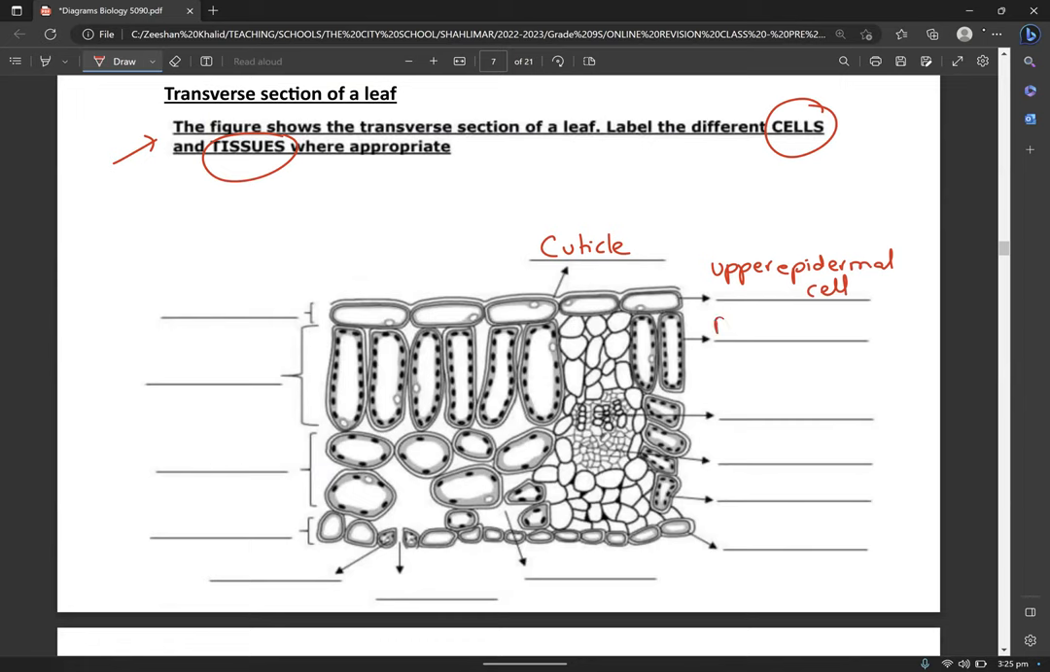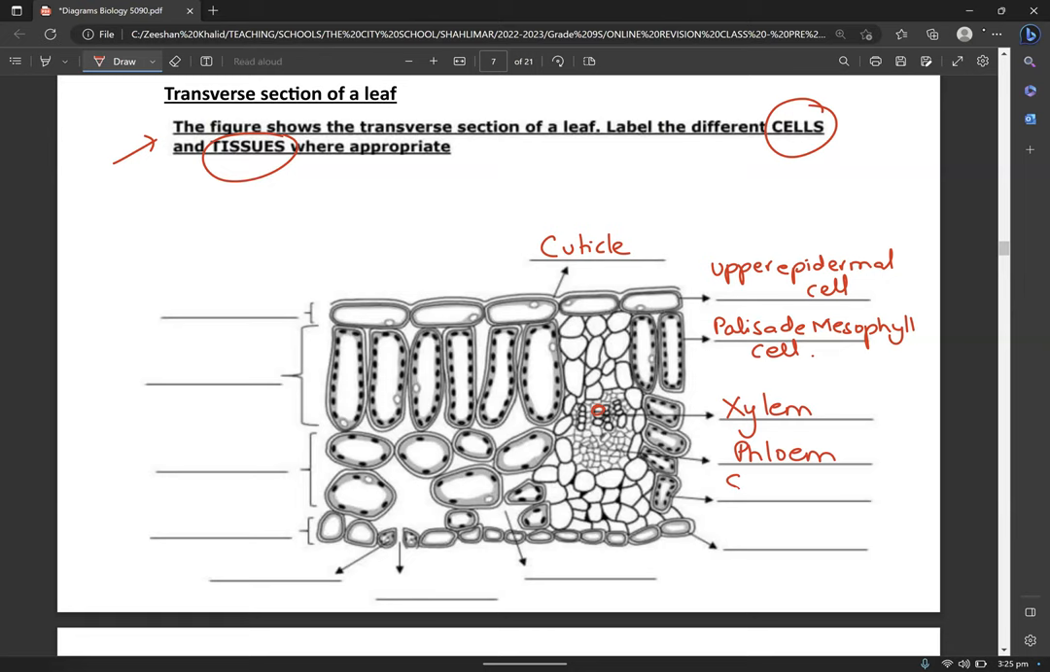This is the palisade mesophyll cell. Again, I have reiterated this point again and again, ki poora poora naam likhna, khali palisade cell nahi likhna, khali mesophyll cell nahi likhna. It has to be palisade mesophyll cell. Okay, then this is the xylem. How do I know this is the xylem? Because of the thickening of lignin inside. And then, of course, neeche wali side pe phloem hota hai.